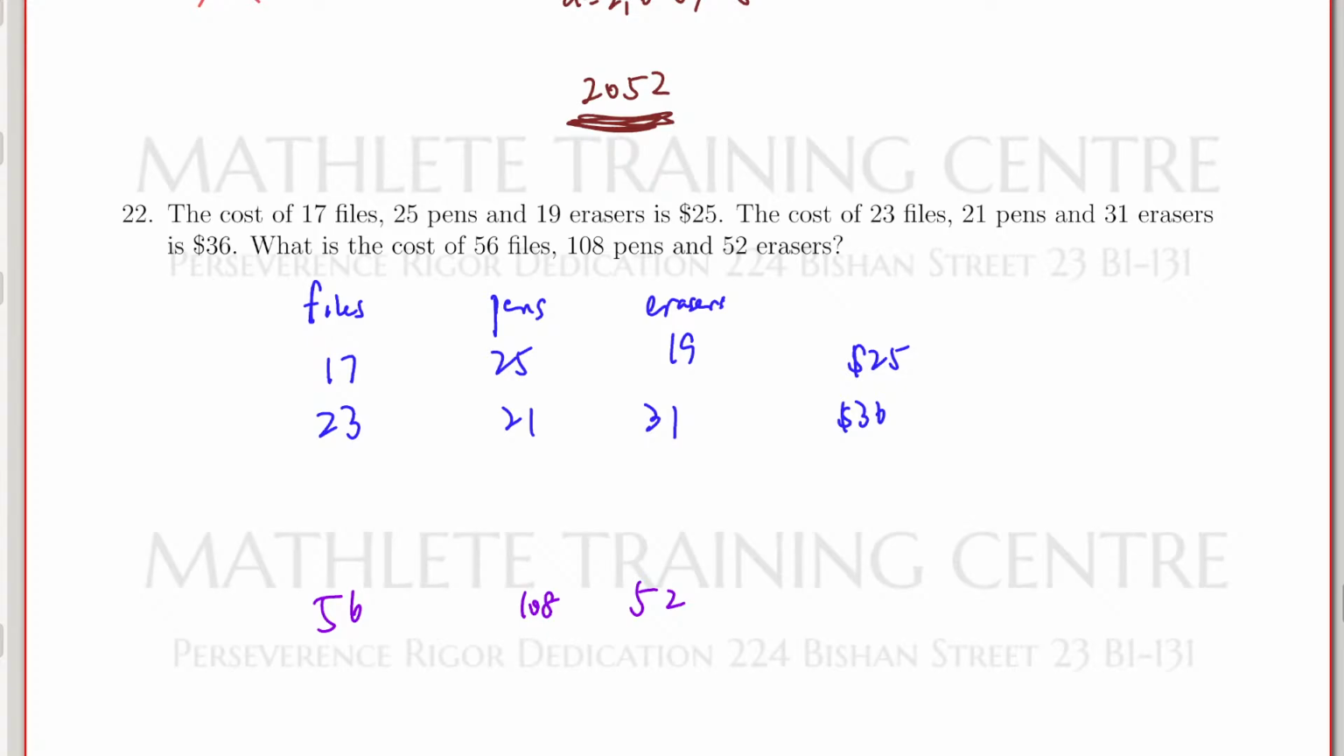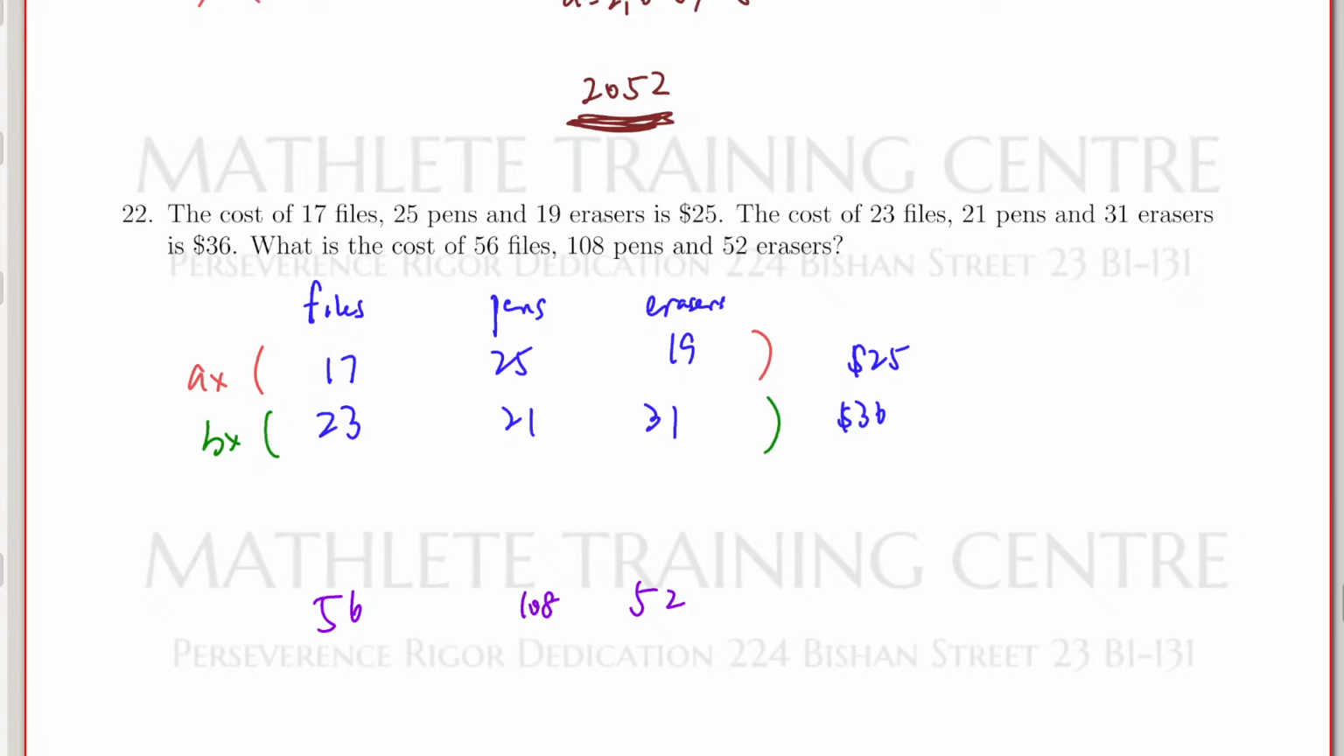Now, you should be able to realize that it is not so easy to somehow get 56 from 17 and 23, 108 from 25 and 21, and 52 from 19 and 31, right? So to do this, we have to use a bit of algebra. We know that we need to use both of the equations to get the answer, but how many of each equation? Well, we don't know, right? So let's say I call the first equation A. So it's A times the very first one, and let's say I call the second equation B. Then it's B times the very second one. Okay, so I use the first one A times, and I use the second one B times.